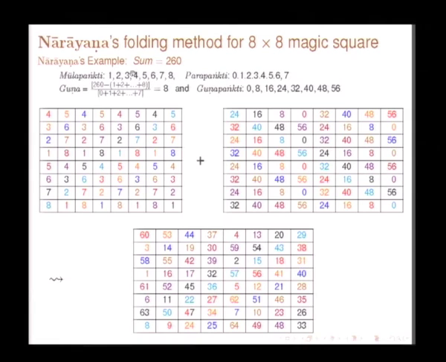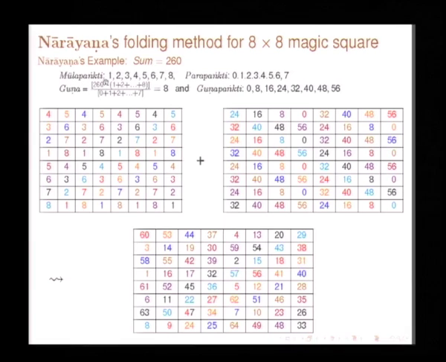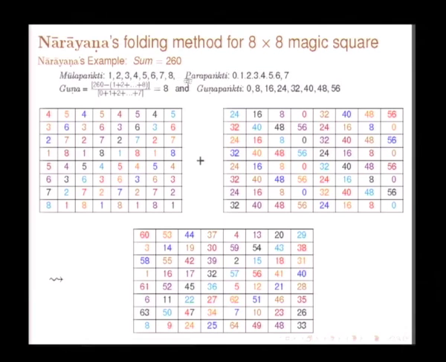Let us take one simple example. For this Moola Pankti, suppose the sum is 260. I want to construct a magic square with sum 260. So, you just choose Moola Pankti: 1, 2, 3, 4, 5, 6, 7, 8. This Para Pankti: 0, 1, 2, 3, 4, 5, 6, 7. Okay, these simple illustrations have been provided in the text itself, very simple.